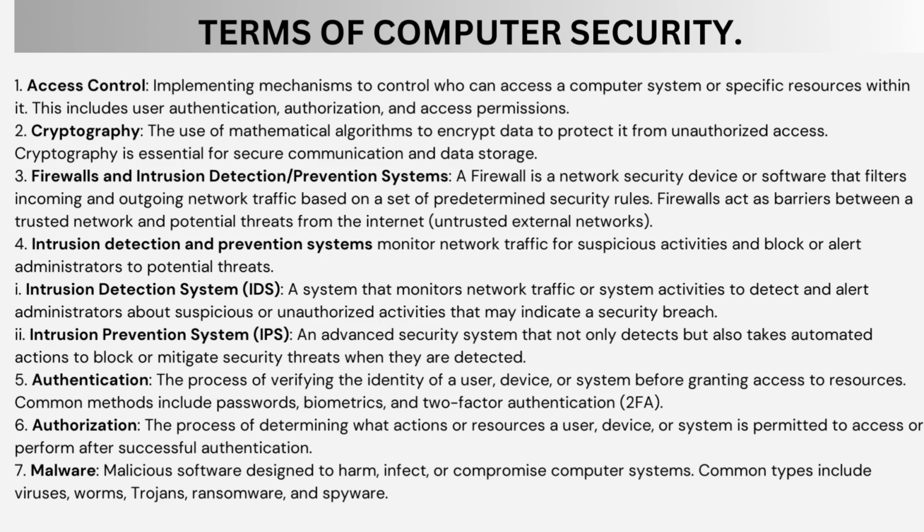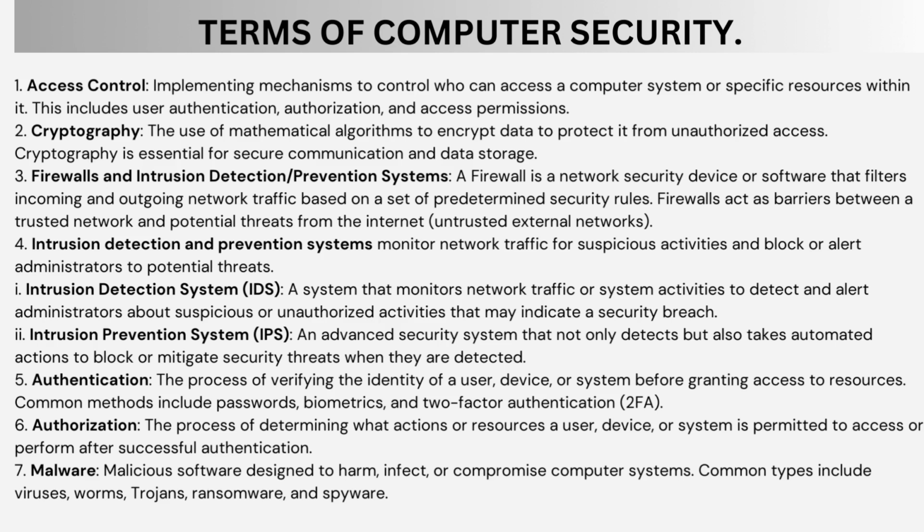Firewalls and intrusion detection/prevention systems. A firewall is a network security device or software that filters incoming and outgoing network traffic based on a set of predetermined security rules. Firewalls act as barriers between a trusted network and potential threats from the internet, that is, untrusted external networks. Intrusion detection and prevention systems monitor network traffic for suspicious activities and block or alert administrators to potential threats. Intrusion Detection System (IDS) is a system that monitors network traffic or system activities to detect and alert administrators about suspicious or unauthorized activities that may indicate a security breach. On the other hand, Intrusion Prevention System is an advanced security system that not only detects but also takes automated actions to block or mitigate security threats when they are detected.